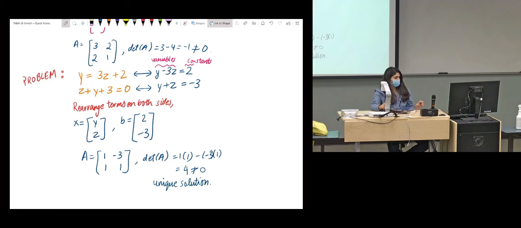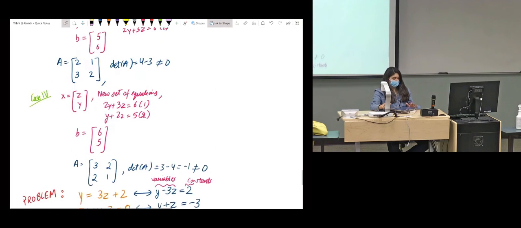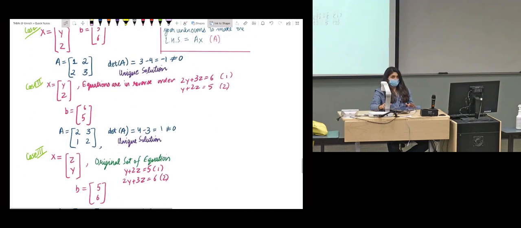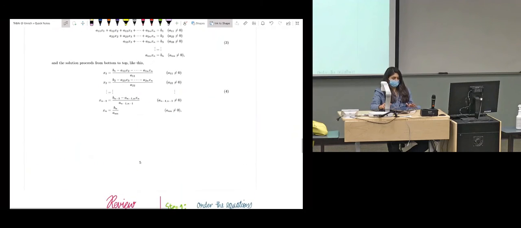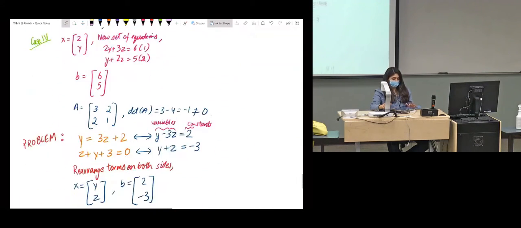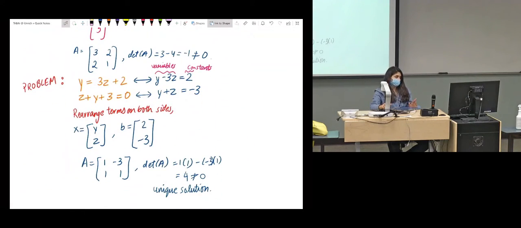If you're having trouble building AX is equal to B, I encourage you to do that for yourself. If you have problems, do reach out in office hours, because this is essential for you to understand. We really need you to be able to do this before we go into solving actually and finding out different approximate solutions for how to solve AX equals B.